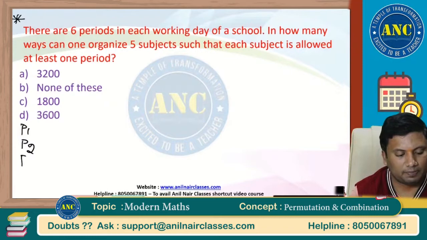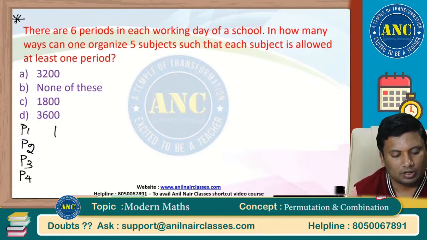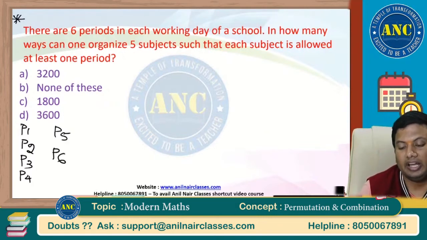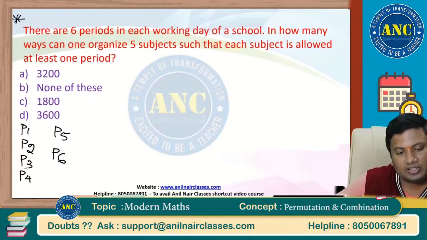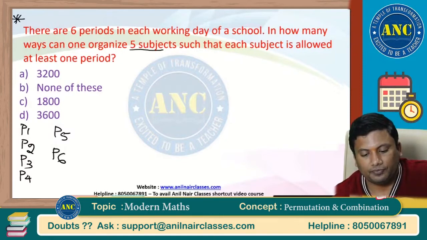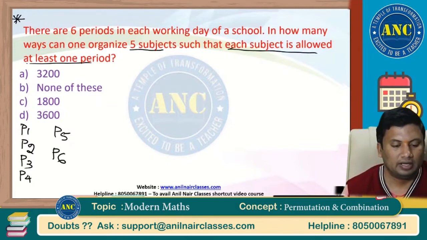There are 6 periods. Okay. Go statement by statement. In each working day of a school, there are 6 periods. In how many ways can one organize 5 subjects such that each subject is allowed at least 1 period?